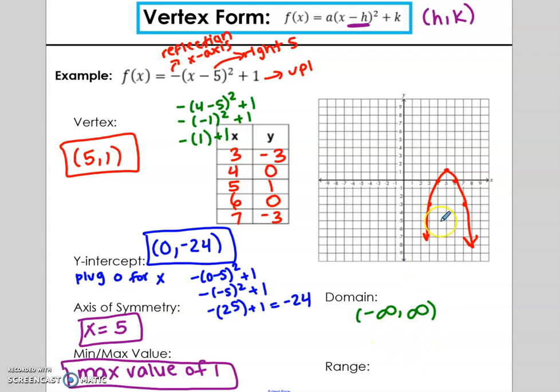The range is the y values, so we want to go from the lowest y to the highest y. Since they're going down forever, these arrows, that means that the lowest y will be negative infinity. The highest y is going to be the y value of the vertex, which is 1, and we'll have a bracket. Okay, so once we find the vertex, the axis of symmetry, the min and max, and the range are all coming from the values of that vertex point.